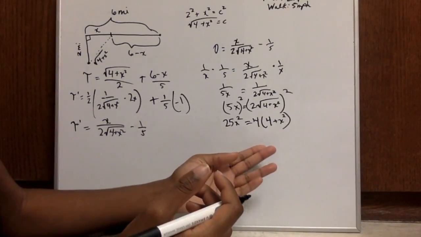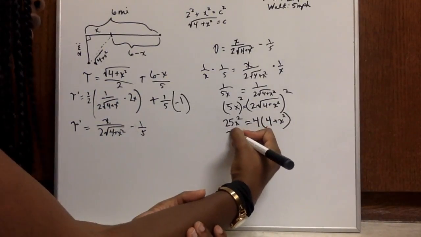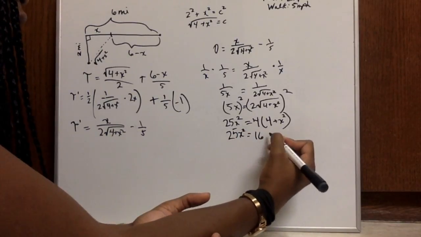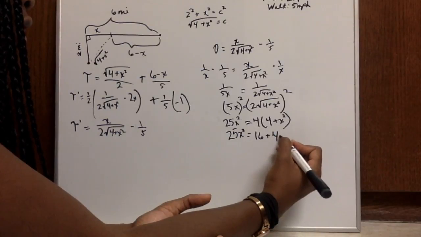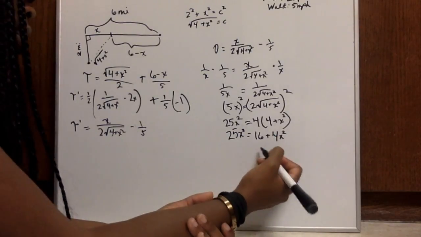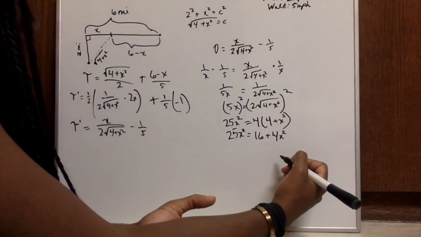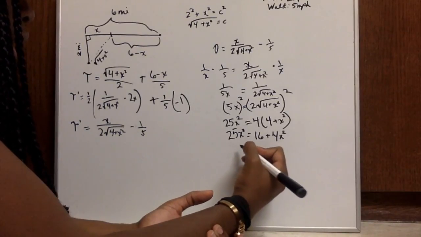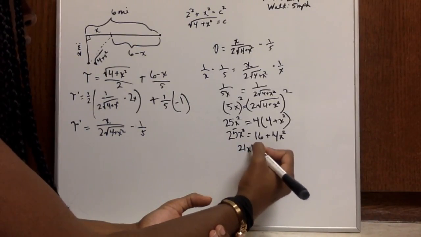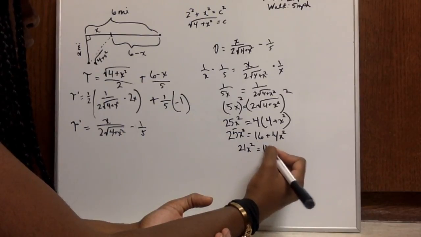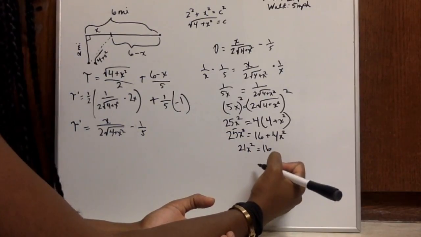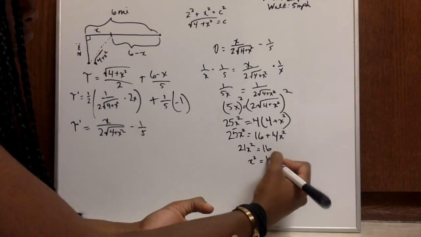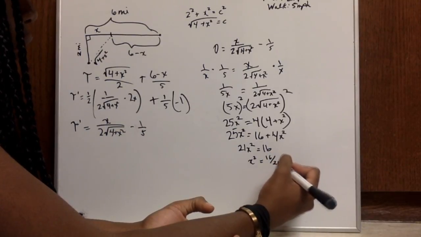Now here, I'm going to go ahead and distribute this 4 right here. So 25x squared is equal to 16 plus 4x squared. Next, we subtract 4x squared from both sides. So 25x squared minus 4x squared is 21x squared, which is equal to 16. Now we're going to divide both sides by 21. So x squared is equal to 16 over 21.